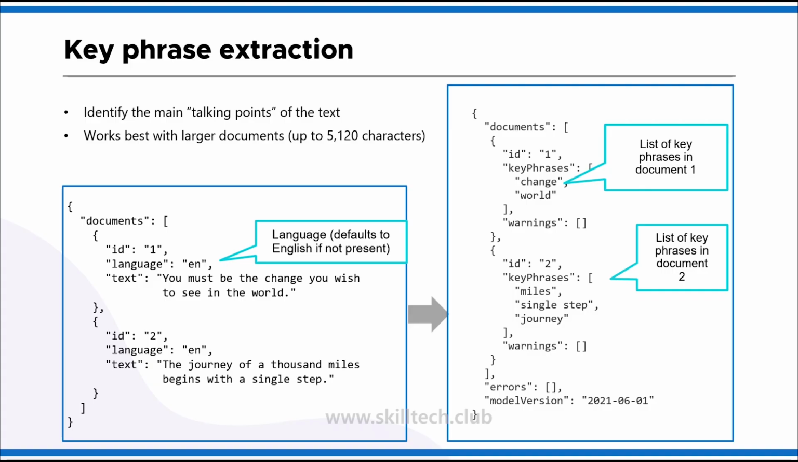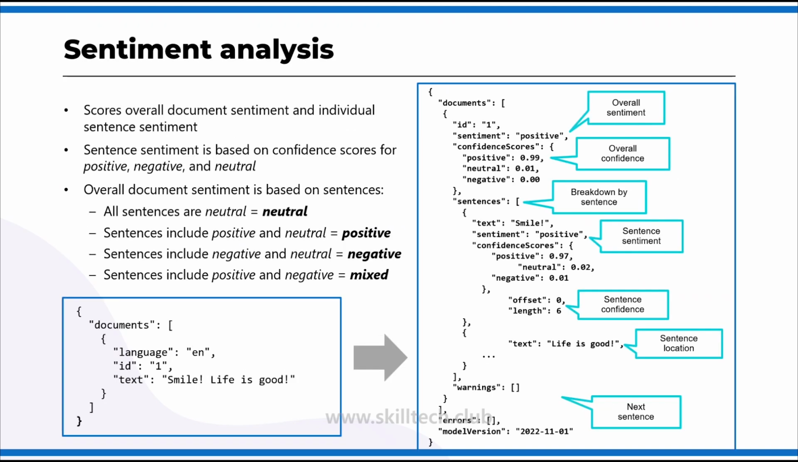When you process that, the response on the right side shows that the key phrases in the first statement are change and world, while the key phrases in the second one are miles, single step, and journey. Same way, it's also showing you other details like warnings, if there are any, or the model version. Now same way, if we try sentiment analysis, this is going to score overall document sentiment and individual sentence sentiment also. Sentence sentiment is based on the confidence score for positive, negative, and neutral, while the overall document sentiment is based on sentences.